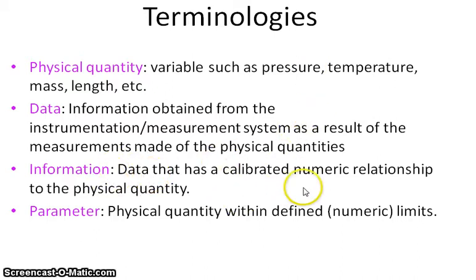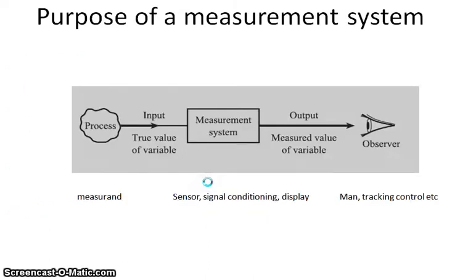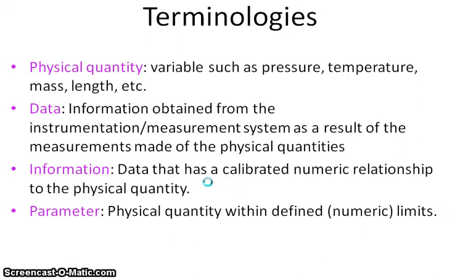Information. Data that has a calibrated numerical relationship to the physical quantity. For example, if we are going to purchase 50 kilograms of rice, the quantity is called the information. The rice which we are going to purchase is called the information. Parameter. Physical quantity within the defined numerical limits. We have to set the limits for all the physical quantities.